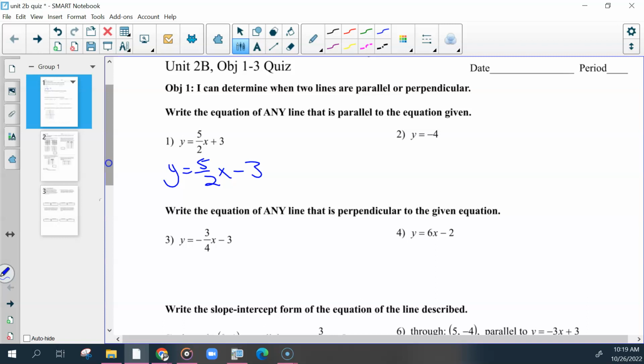Same thing with number 2. Has to be similar to this, so they have to be the same slope, which is 0. The only type of equation with a 0 slope is another y equals. So you can put 4 or any other number, it just cannot be the exact same. So some of you were putting the exact same thing, which would make it the exact same line, not parallel lines. Questions on those two?